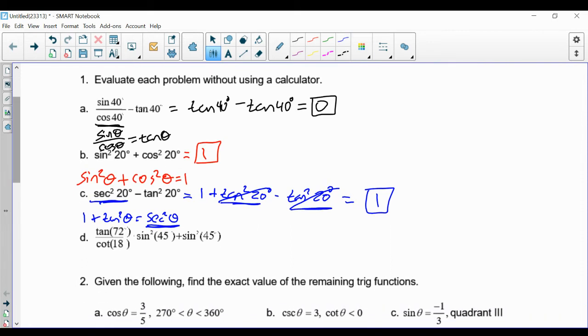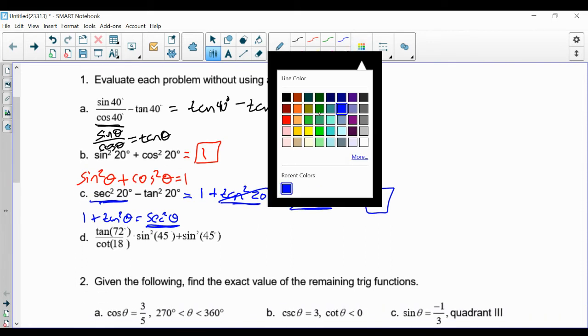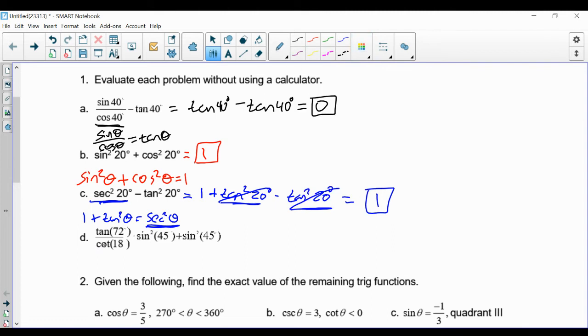Okay. And then the last one of this type, we have tan of 72 over cotangent of 18 times, I think that's a times. It's actually really hard to tell on this copy. No, it's a plus sign. Sorry, that's a plus sign. It just didn't print out very well. And then sine squared of 45 plus sine squared of 45. So we kind of have two different things happening here. The first thing is we see tangent and cotangent, but we see 72 and 18. So we want to see about doing something with those two different angles.